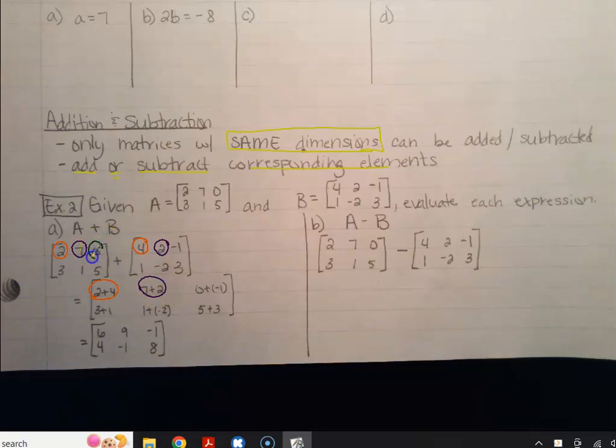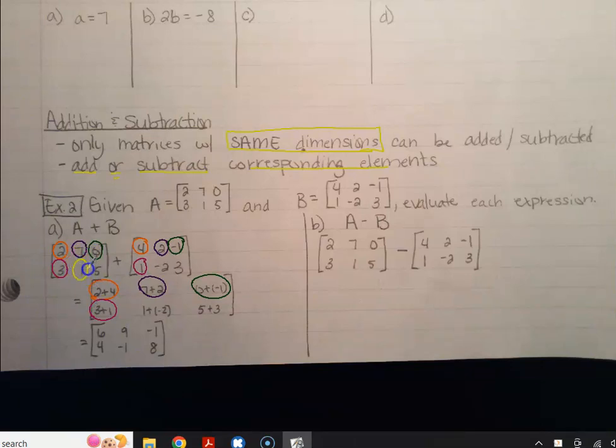And then next we have 0 and -1 are corresponding, so we add them here. 0 plus -1. We keep going. So 3 plus 1, that goes here. We put it in the same spot it was in previously.